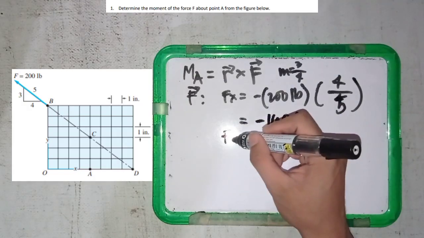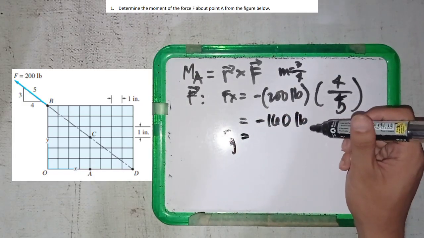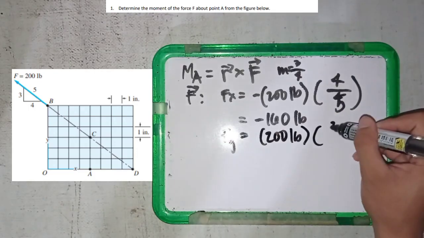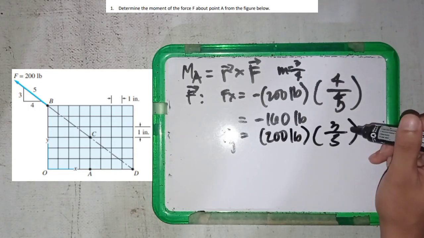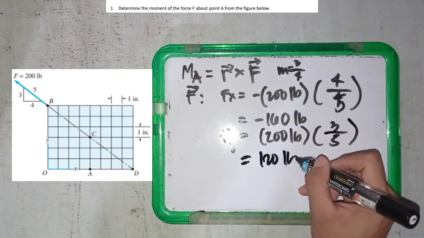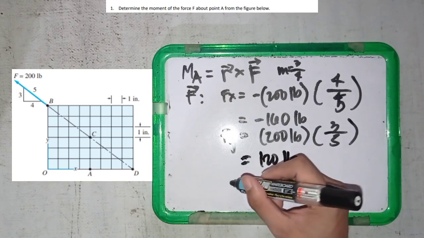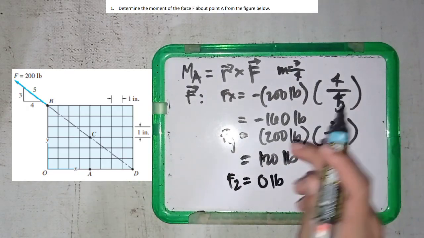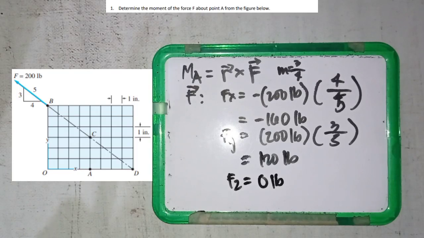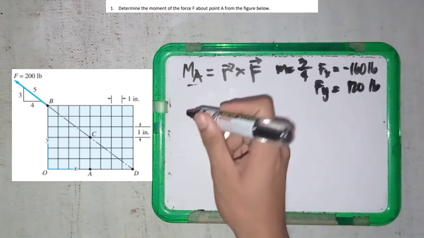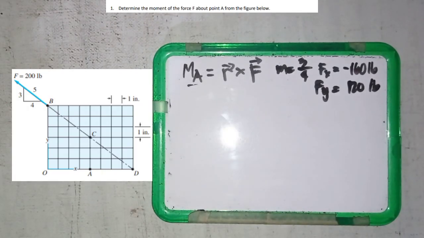Next is the force y, or F sub y, 200 pounds times 3 over 5. So what we have here is 120 pounds. In terms of the z axis, we don't have a force since it is a two-dimensional force. So now we have the components. Next is to find the vector r from point A to point B.